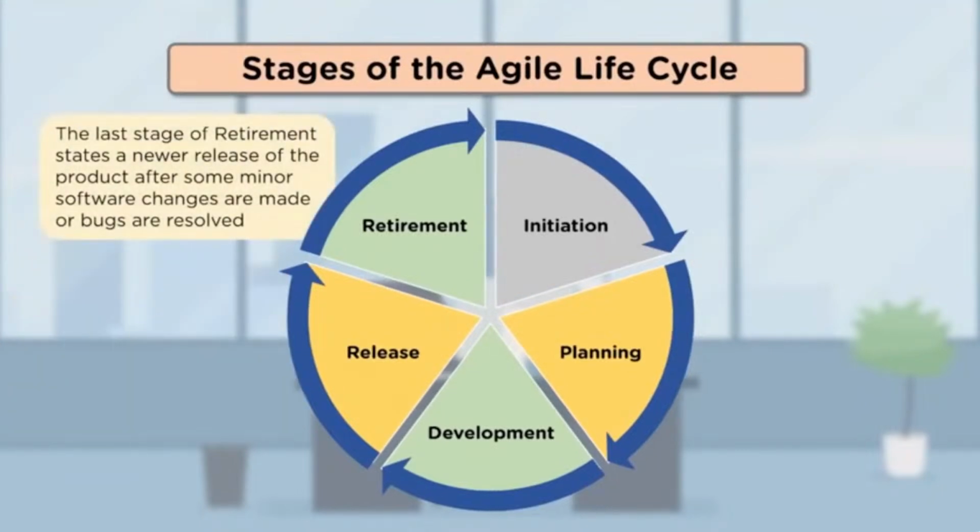The last and the final stage is the retirement phase. This last phase marks the deployment of a newer version of the product in which all the bugs are fixed. There may be some minor changes of software in the newer version, and the older version is no longer supported. The product may also be retired if it is not cost effective in the present business scenario.